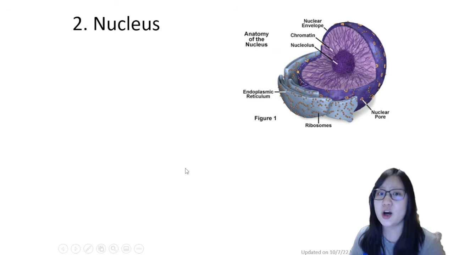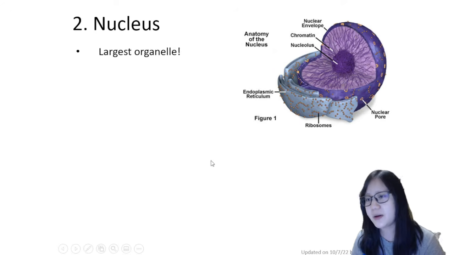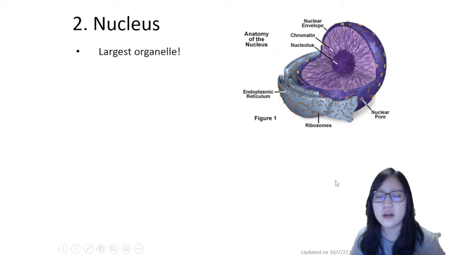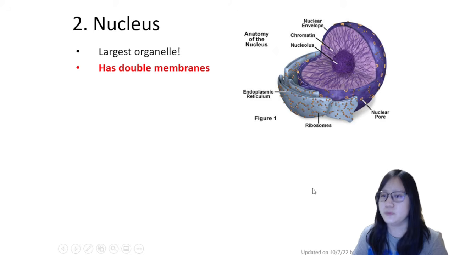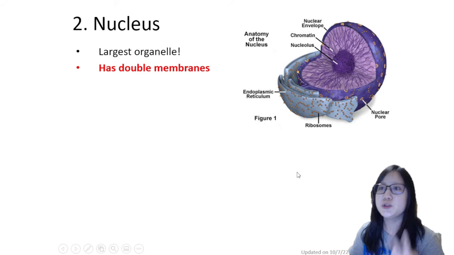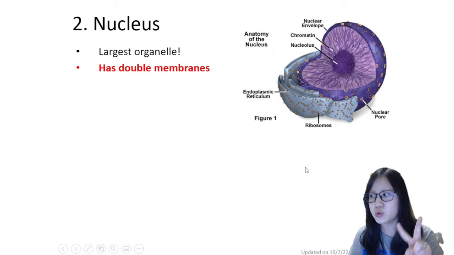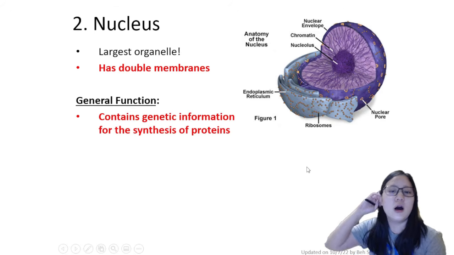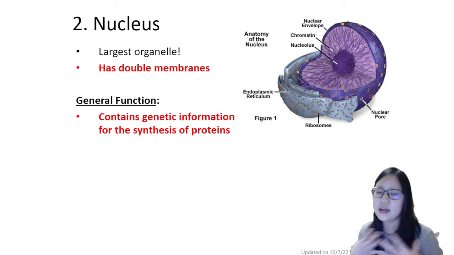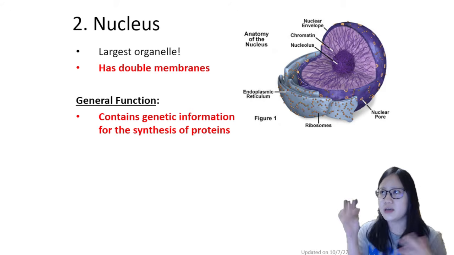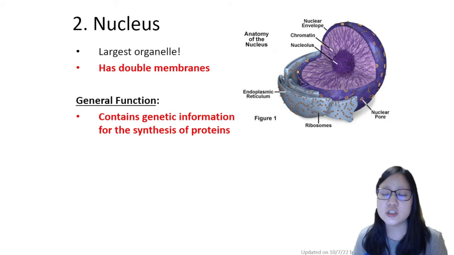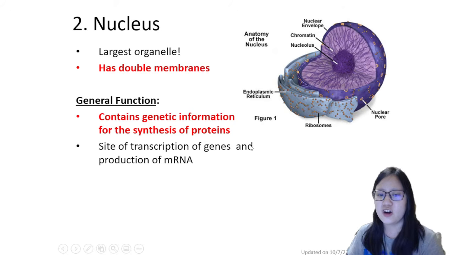Moving on to the next organelle: the nucleus. The nucleus is a famous organelle. You should know this by now. But did you know it is the largest organelle and the most visible when it's present under a light microscope? It has double membranes, by the way. This means it has 2 phospholipid bilayers. Its general function is to contain a lot of genetic information and keep it separate from the cell, because the cell may have a lot of reactions. So the nucleus contains DNA, genetic information for the synthesis of protein.